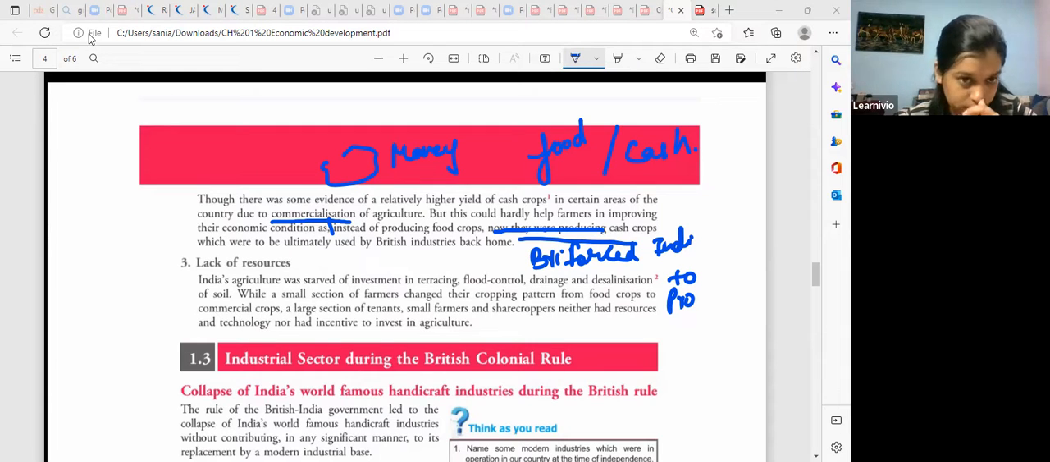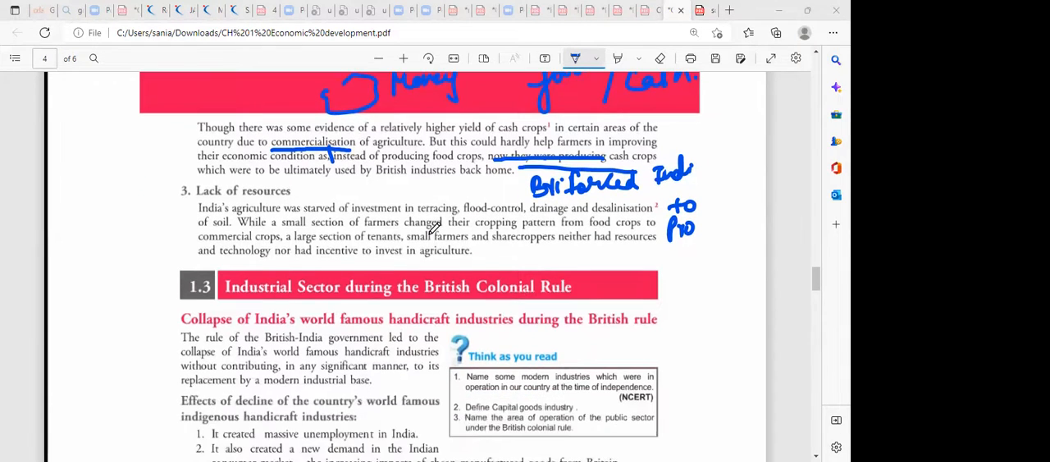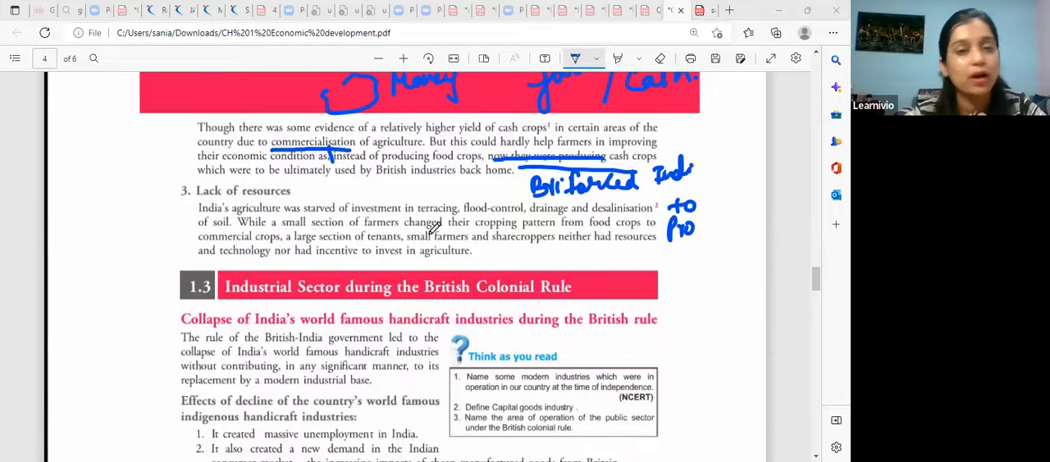Okay, good. Now the third point. The first was the zamindari system. Second, lack of irrigation facilities and low level of technology. Third is lack of resources. Technology is a different thing, resource is a different thing.